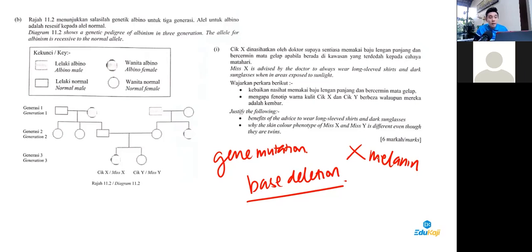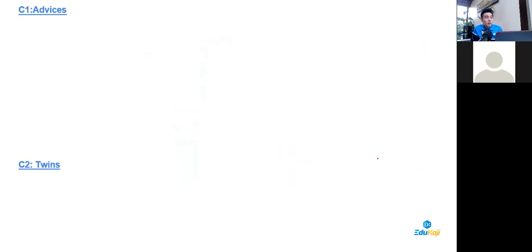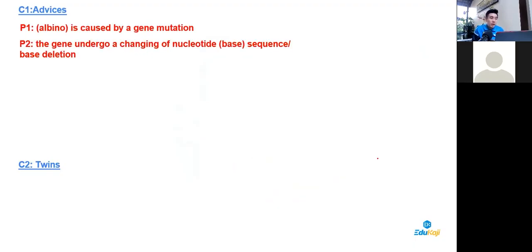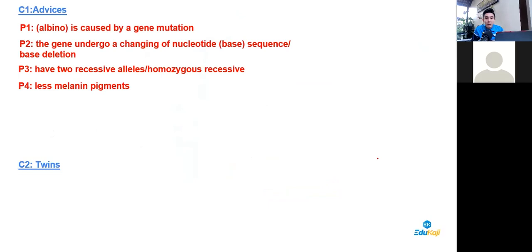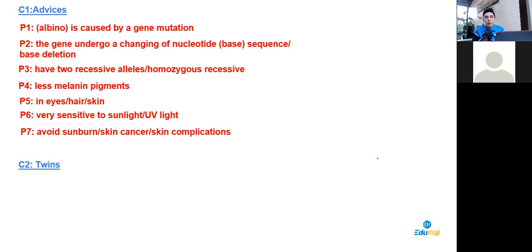Okay, let's look at the question. Benefits to wear long sleeve shirt and even dark glasses. Benefits of the advice. Okay, so guys, we can write what I just told you. It's due to a gene mutation whereby the gene has undergone base deletion. So there will be 2 recessive alleles, less melanin pigment, very sensitive to UV light. By wearing long sleeve shirt and dark glasses, the person is able to avoid sunburn and skin problems. Okay.